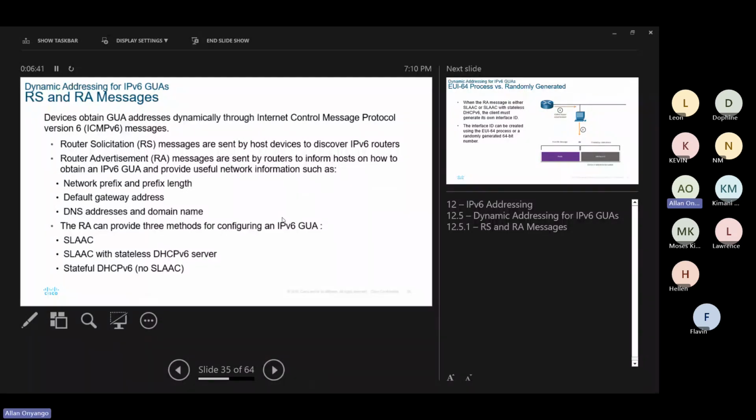Ladies and gentlemen, that is the story of three ways in which IPv6 obtains its IP addresses automatically. So the first one is called SLAAC. The second one is called SLAAC with stateless DHCPv6. They are down here. I want you guys to see them.